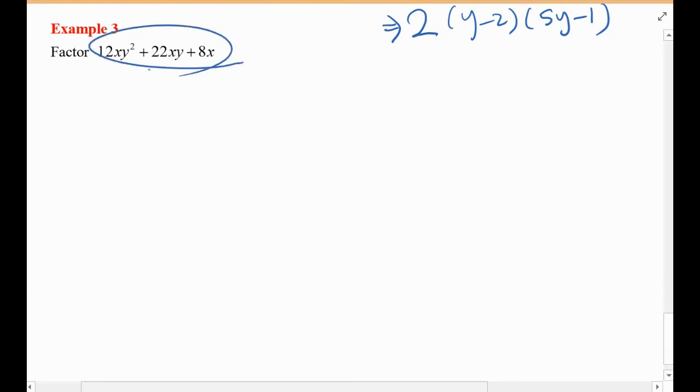This one looks like it has a common factor, GCF. So what we're going to do is we're going to factor out 2. 2 is a common factor of this polynomial. And I'm going to factor out x, it has x in common. Then what we have is 6y squared plus 11y plus 4.